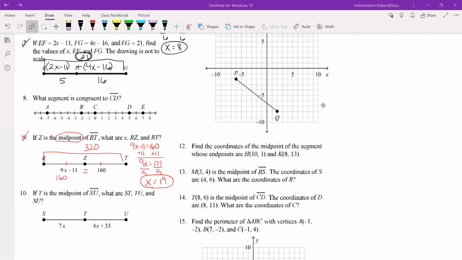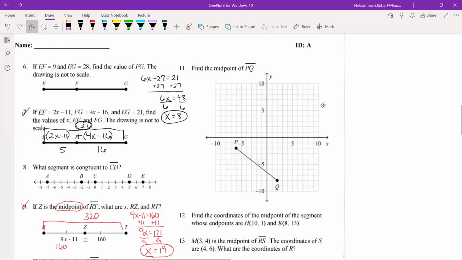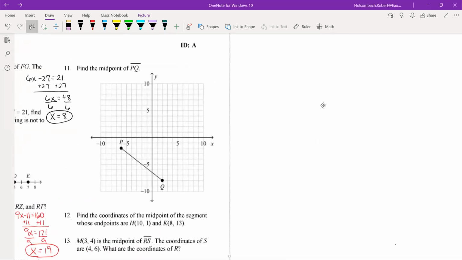So back to questions from quiz 1 or 2 study guide. Does anybody have any questions from those quiz study guides? Can you do number 11? Yes, number 11. All right, number 11 is right here, and we are asked to find the midpoint of PQ.